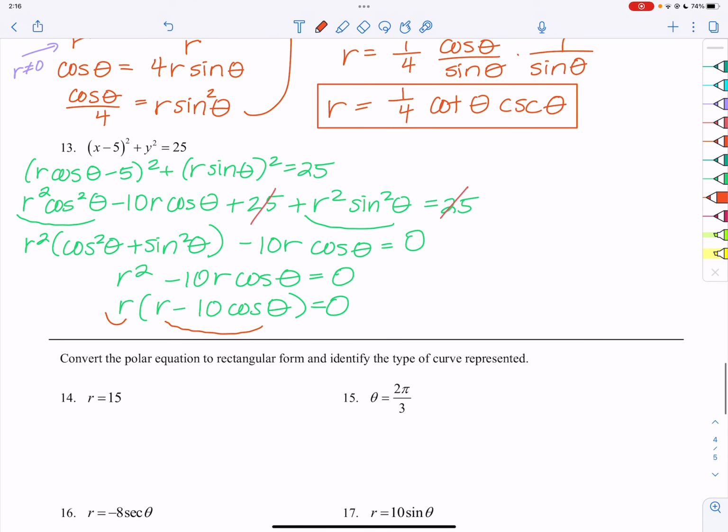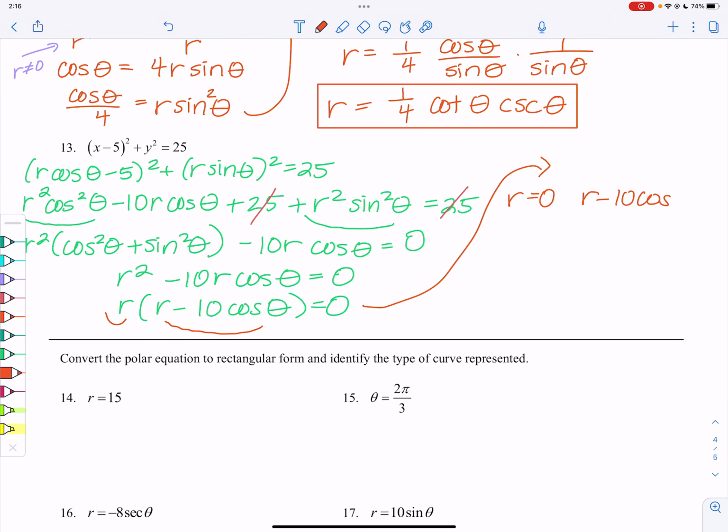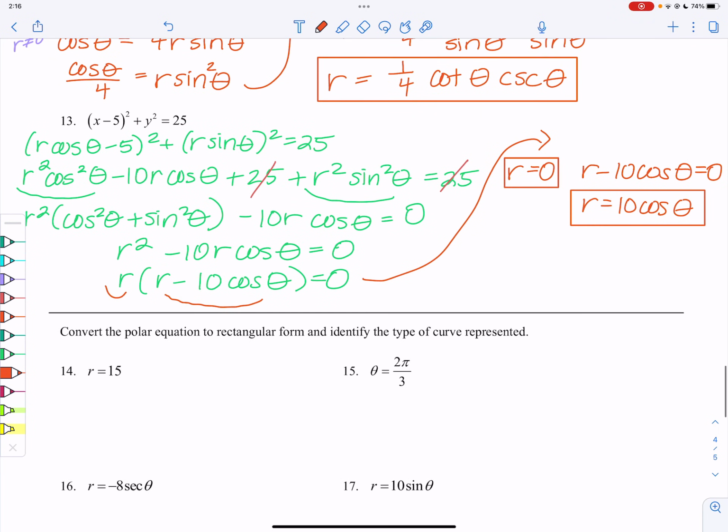So let's go ahead over here and solve both of those. Either r is equal to 0 or r − 10 cosine of theta = 0. So we can say that r is equal to 10 cosine of theta. Now, this r equal to 0 is also included in this solution here, because, let me just make that note.